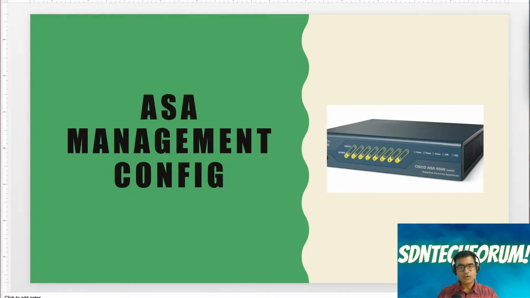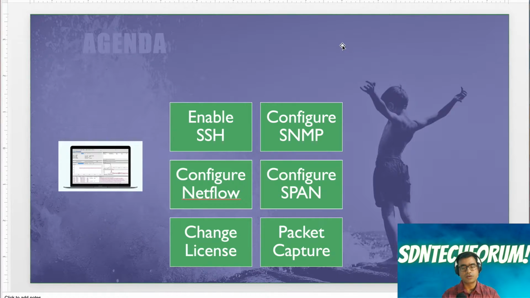In the first part, we initialized the ASA and the ASDM, right? In this part, we are going to do a lot of basic and essential configuration. That means we are going to configure SSH so that you can access the device remotely. So let's delve into the agenda real quick and see what else we are going to discuss.